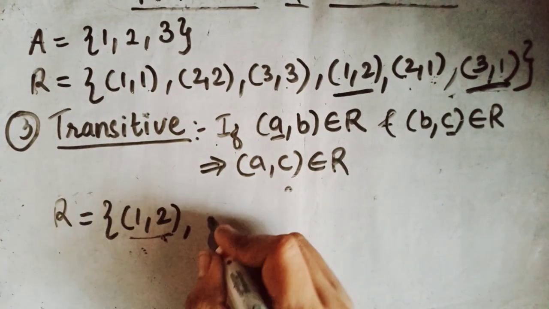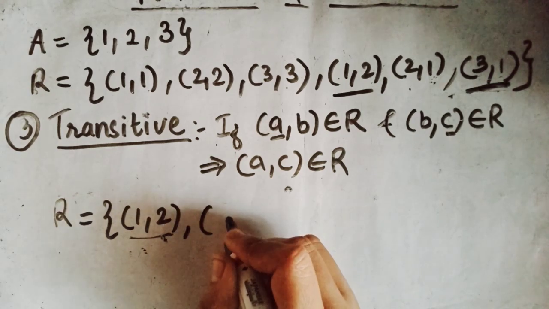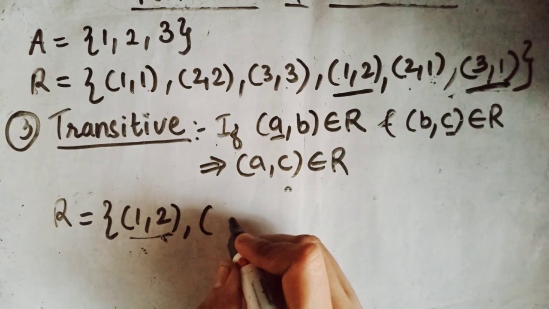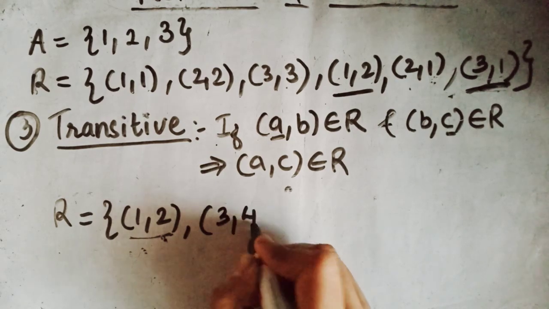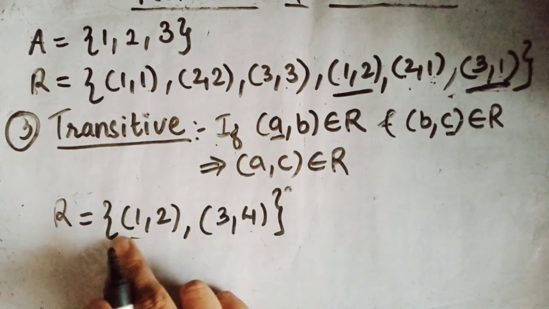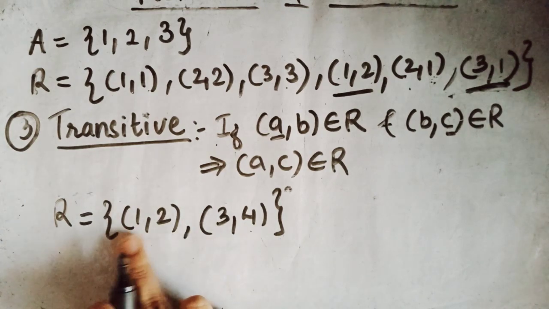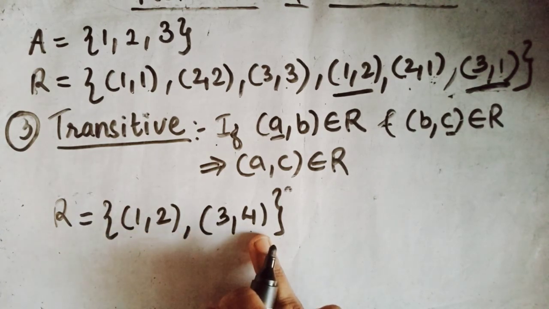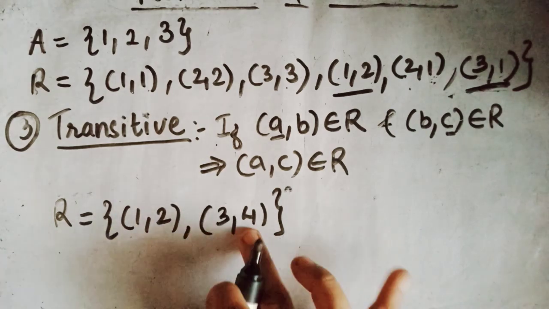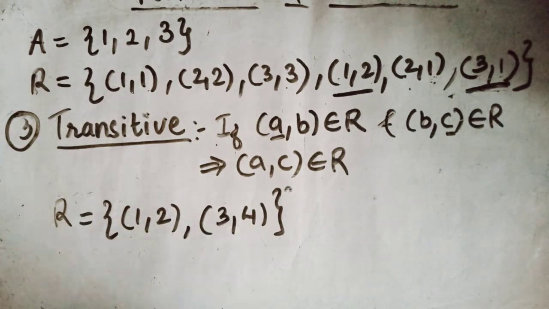Or if we had elements like (3,4), now these two elements are totally different, right? If we take (a, b), this is not (b, c). So we can directly write this relation as transitive. I hope you have understood. There is a question in the exercise. If you solve that, then you will understand the concept of transitive, reflexive and symmetric.